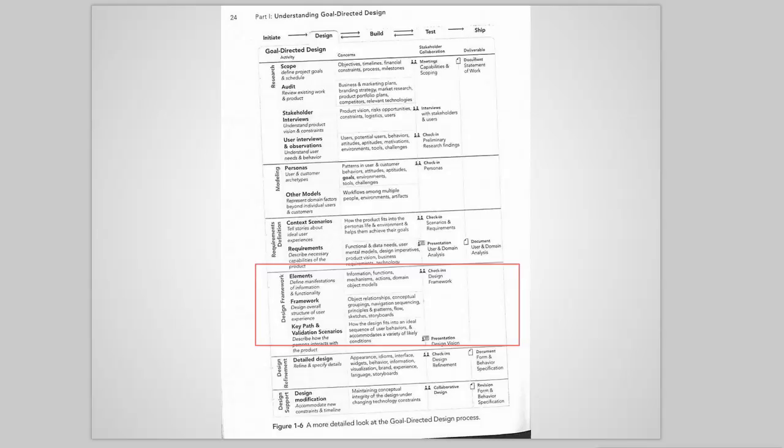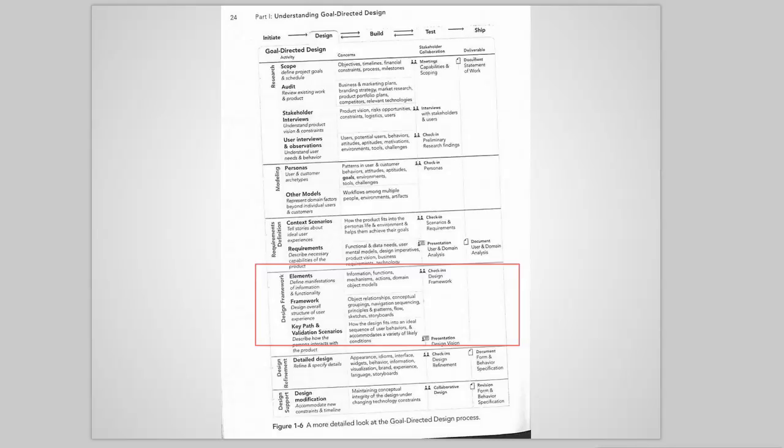And then in the third step, key path and validation scenarios, you look at what you've come up with, these ideas you have, and you kind of compare them to what you think your users expect, and see if maybe what you've made is fitting what they can expect to accomplish their goals.